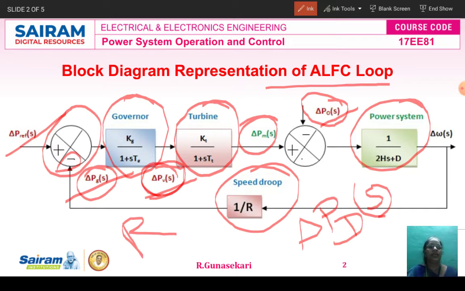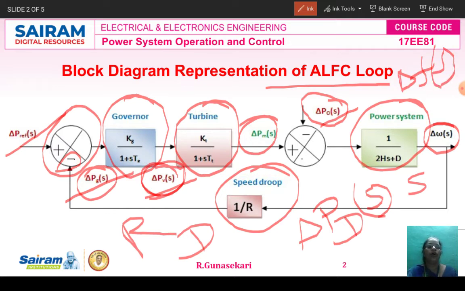H is the inertia constant. Small s is the Laplace operator. The capital D represents the damping constant. And del omega of S is the change in frequency, which is also represented by del F of S. Okay, so this is the block diagram representation of the ALFC loop. Once you know the block diagram of the ALFC loop, only then can you understand the steady state performance of the ALFC loop.